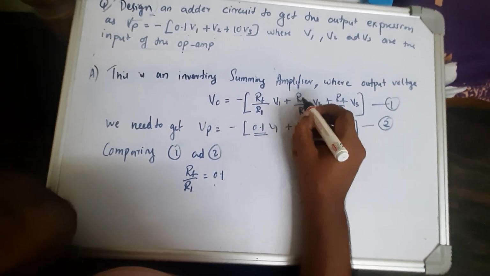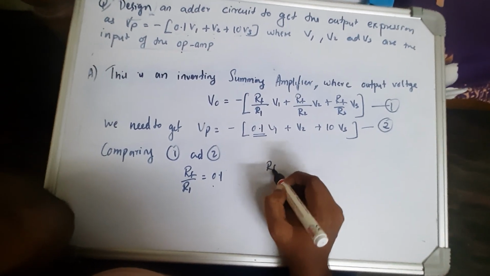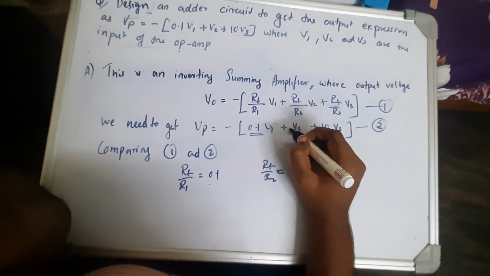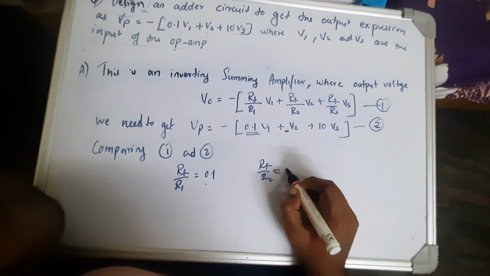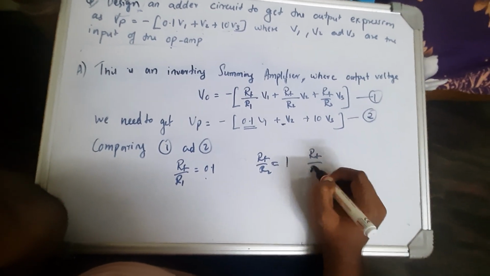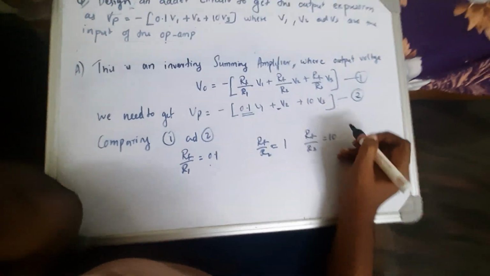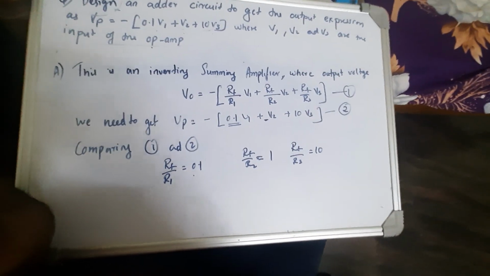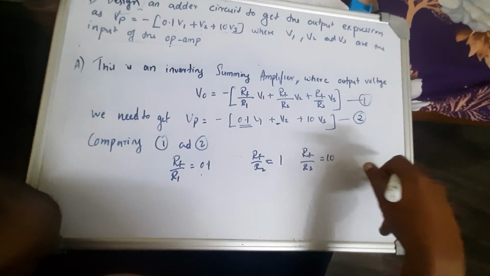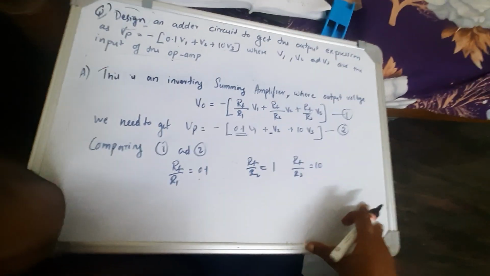Then the other value, Rf by R2: the coefficient is 1, so Rf by R2 is 1. Then Rf by R3 will be 10. So now there are 4 variables and we have 3 values. In this situation we have to assume one of the values.